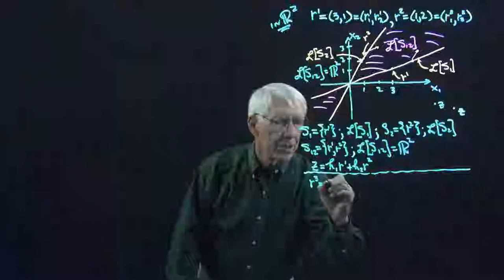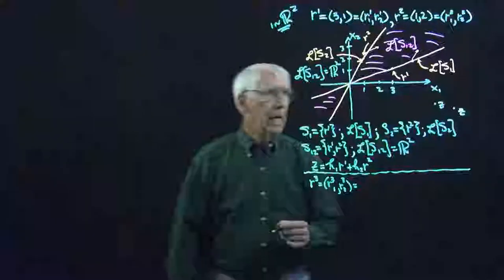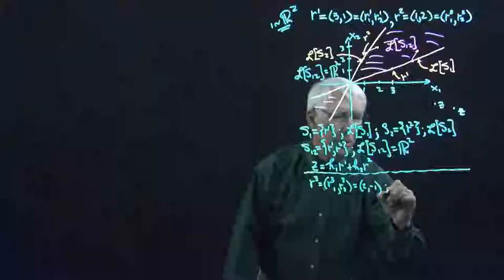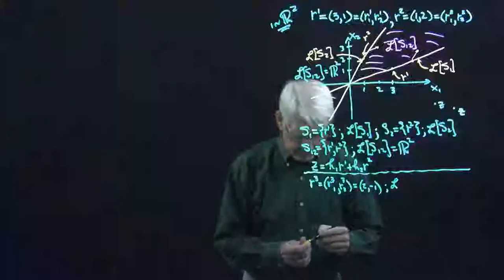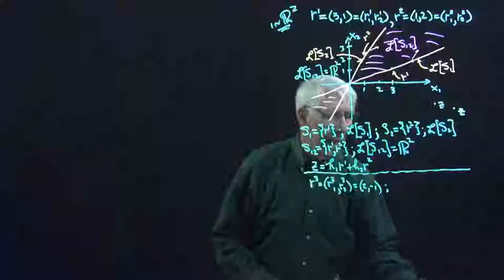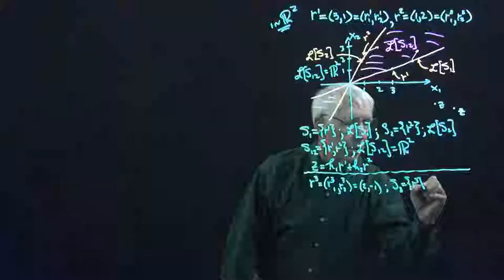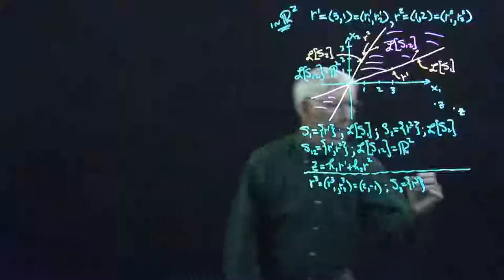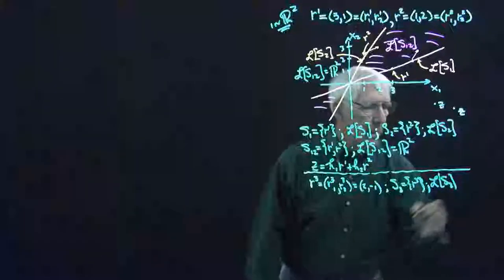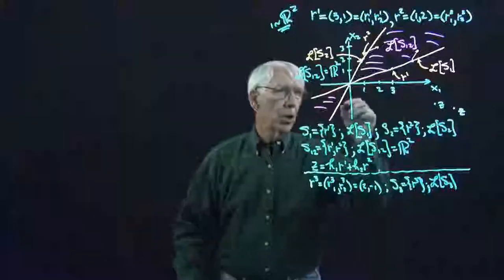We'll call it R3. Let that be R31, R32, and let's let that be 2 and minus 1. And of course, let me refer to the set consisting of that one vector, just like we have before, as S3, the set consisting of just R3. And of course, L of S3, well, I won't write down what it is, but we know it's going to be all the multiples of the vector 2, minus 1.